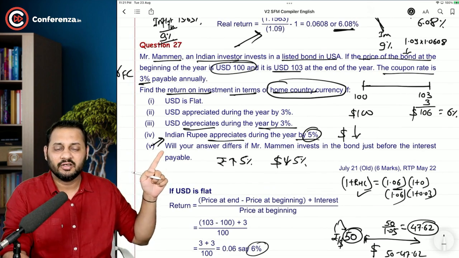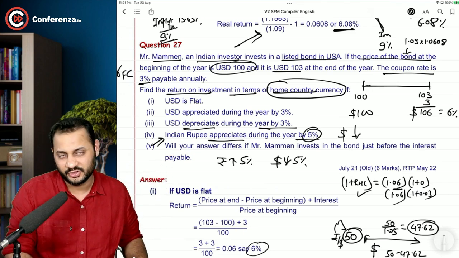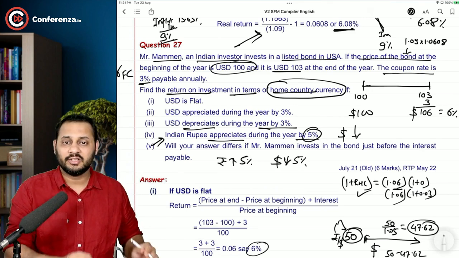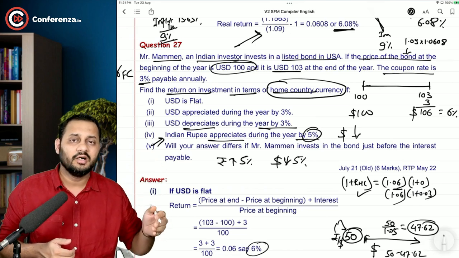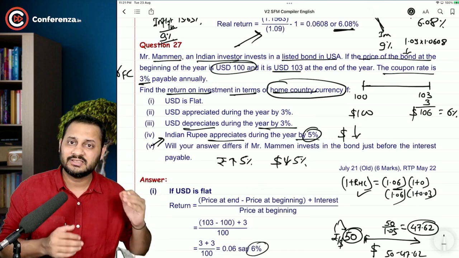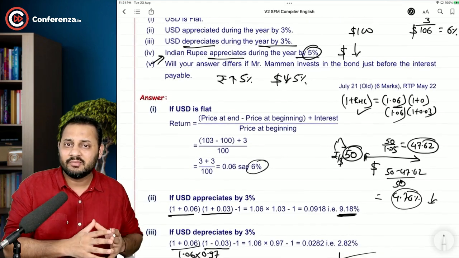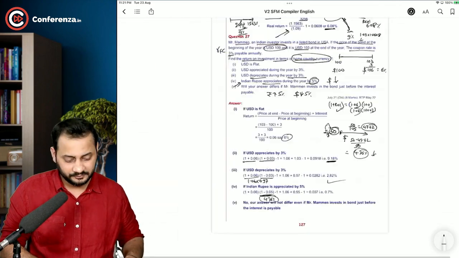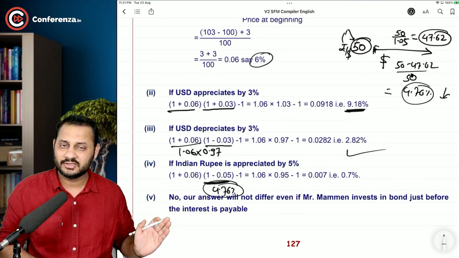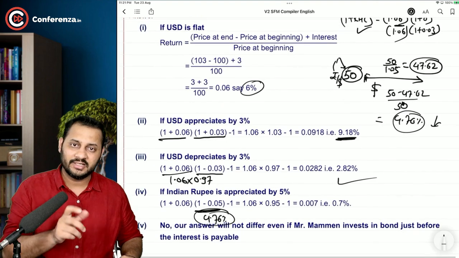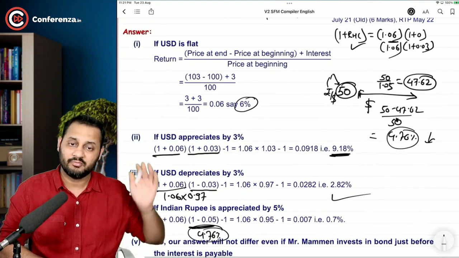Will your answer differ if Mr. Mammon invests in the bond just before the interest is payable? No, sir. It is not going to affect our answer. Why? Because even if you are investing just before the interest is payable, still you will be eligible to receive the interest. That means the net amount that you are going to receive at the end of the year is $106. So if that is the same, then there is no change in the answers. Obviously the days will matter. If you are investing for 1 month only, all the rates will become for 1 month, but the figures will not change.